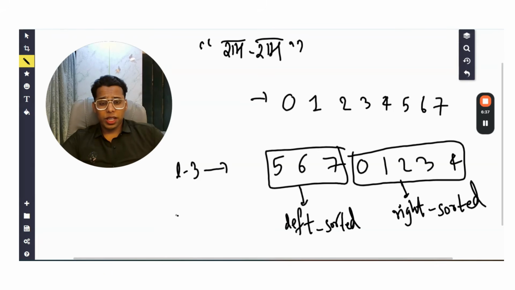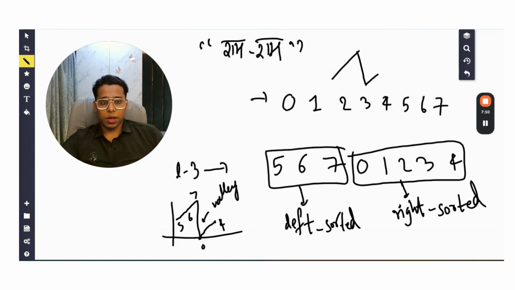So if I try to make the diagram, how does that look like? If I try to make the diagram for you, 5, 6, 7, it is increasing like this, 5, 6, 7, then it comes down like this, 0, 1, 2, 3, 4, like this. So it goes up, then it goes down, okay. So there is this valley point. It goes up, a valley, then goes up again. So we just have to find the valley point.